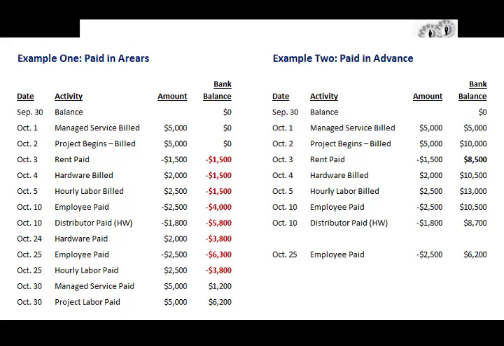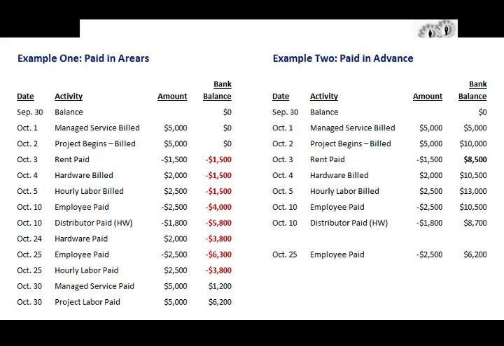The client pays you for that hardware. Thank goodness. So you apply that. So now you're down $3,800. On the 25th, it's that second payroll, if you pay your employees twice a month. So that's $2,500. So now you're out $6,300. On the 25th, the people who pay you for the hourly labor that you billed on the 5th, that $2,500 comes in. So now you're only out $3,800. And finally, people who pay for the $5,000 of managed services that was billed on the 1st of the month. So now you have actual cash in the bank of $1,200. And then that project labor comes in for $5,000. So now you have $6,200 in the bank.